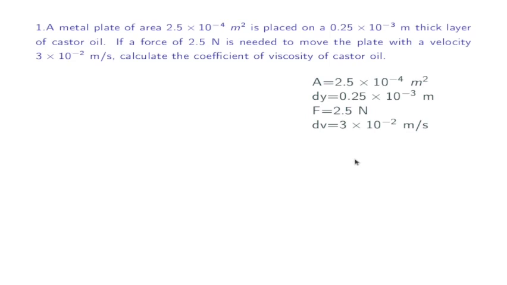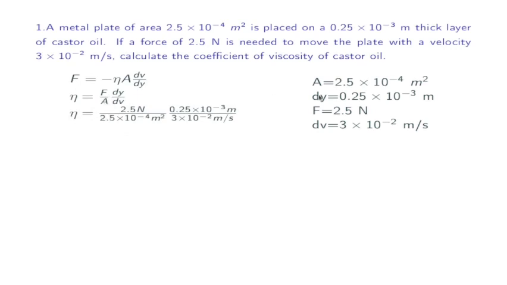We want to calculate the coefficient of viscosity. Eta is equal to F by A into dy by dv numerically. F is 2.5, dy is 0.25 × 10^-3, A is 2.5 × 10^-4 the area, and 3 × 10^-2 is the dv. So this is equal to 0.83 × 10^3 Newton second per meter square, the coefficient of viscosity of castor oil.